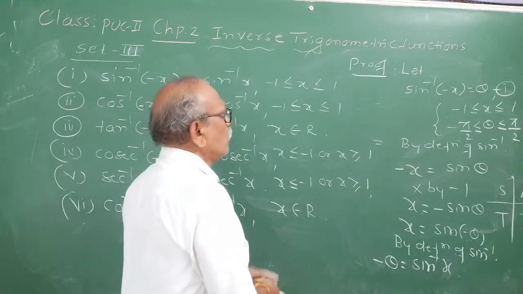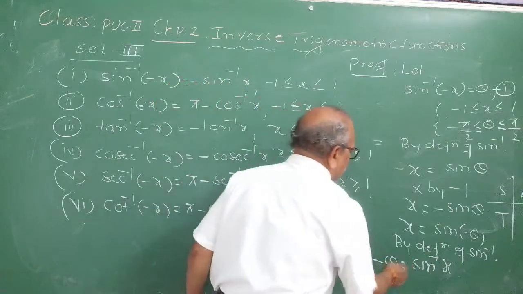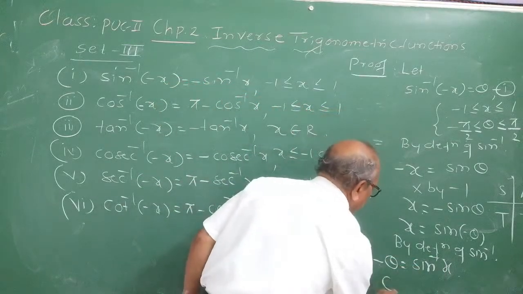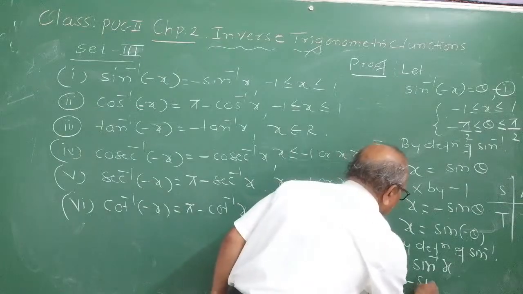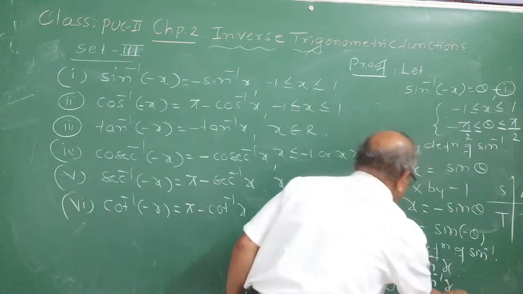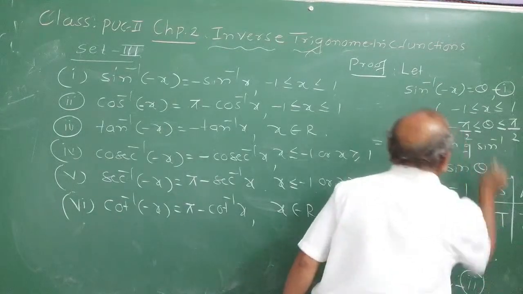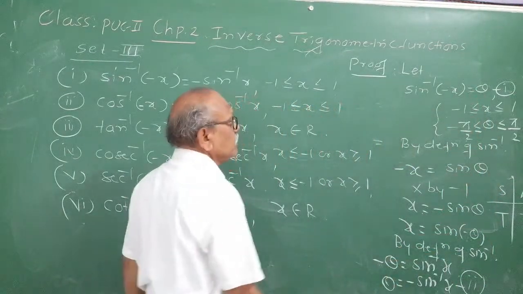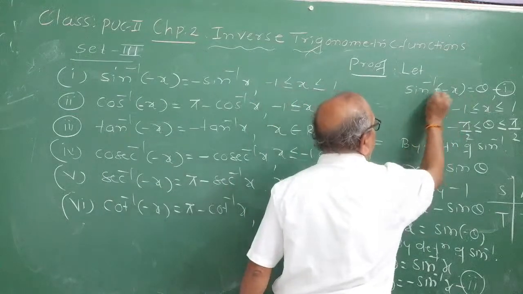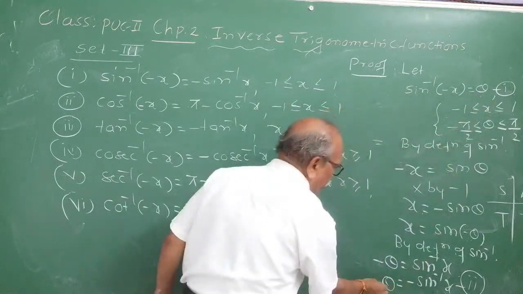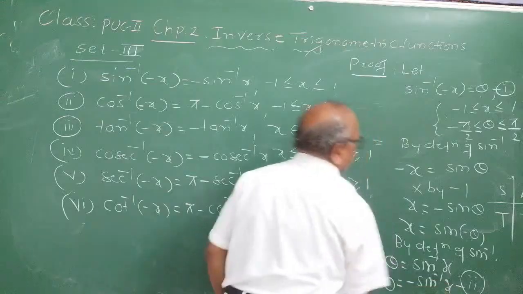What is theta? Take this minus, multiply this by minus sign, you will get theta becomes equal to what? Minus sine inverse x. Call it as equation number 2. Observe 1 and 2. What do you observe? Here theta is sine inverse minus x is equal to theta. Now we got theta as minus sine inverse x.